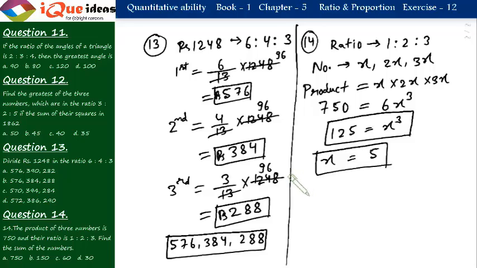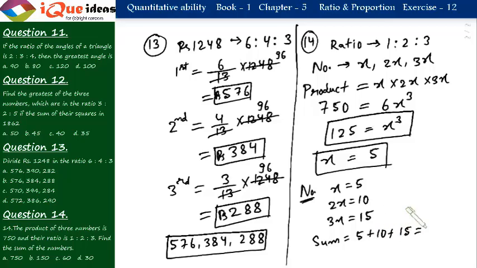The question says find the sum of the numbers, right? So the numbers would be x, that is 5, 2x, that is 2 into 5, 10, and 3x, that is 3 into 5, that is 15. Hence their sum would be equal to 5 plus 10 plus 15, which is 30. So 30 is the required sum of these numbers.